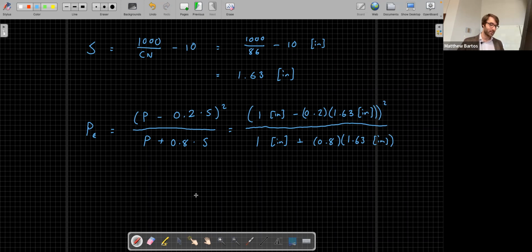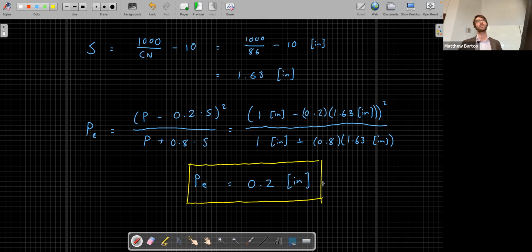And if we evaluate this expression, what we get is our total excess precipitation is about 0.2 inches. So we infiltrated quite a bit. About 80% of our total rainfall was infiltrated, and about 20% escaped as runoff.